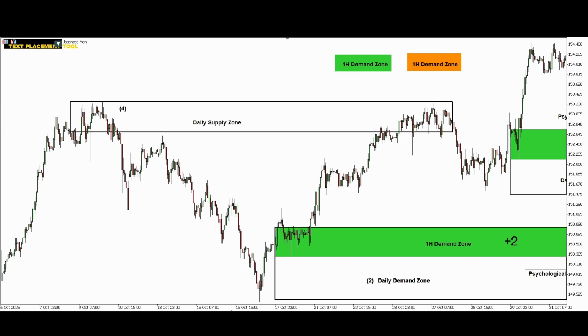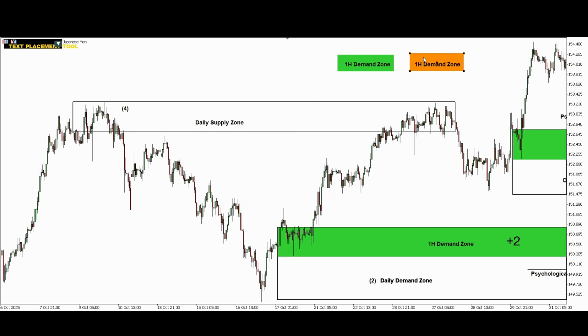Now, let's switch things around and look at the supply zone. We see a similar setup but with a critical difference. Here, we have a daily supply zone marked in orange, but unlike our demand example, you won't find a smaller 1 hour zone nested inside. Why? Because the daily zone is the 1 hour zone.